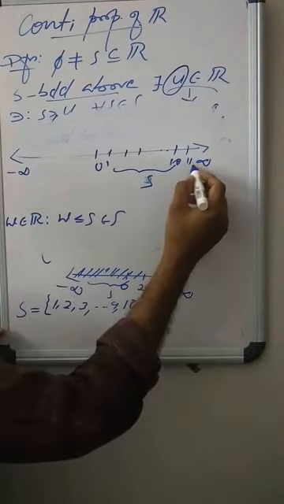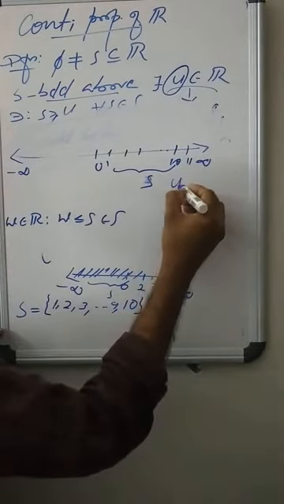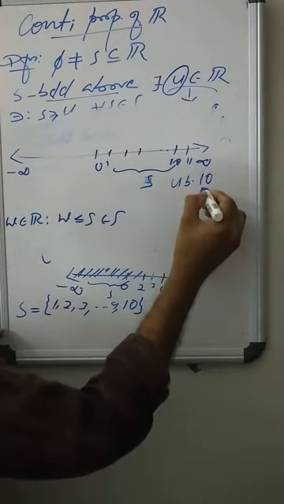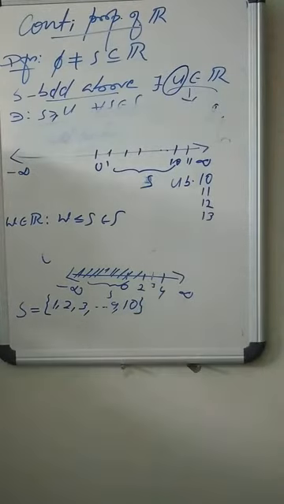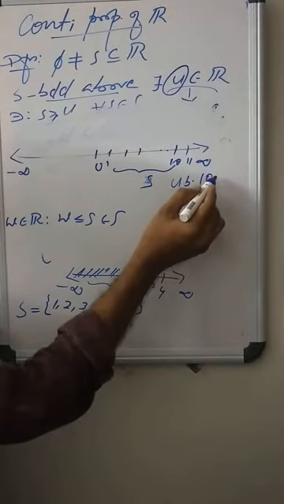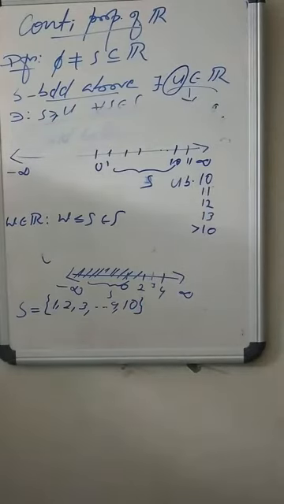11 is an upper bound, and so on. So one upper bound is 10, another upper bound is 11, another one is 12, another one is 13, and so on. You can conclude that if 10 is an upper bound, then any number greater than 10 is also an upper bound. How many upper bounds are there? An infinite number of upper bounds.